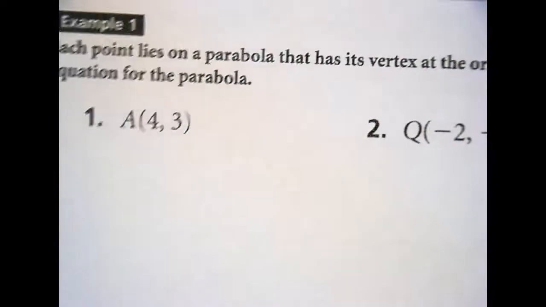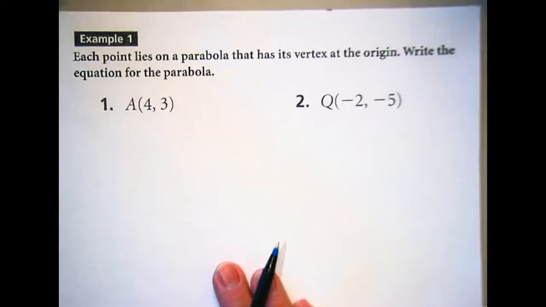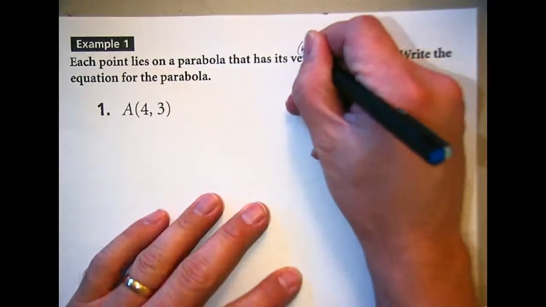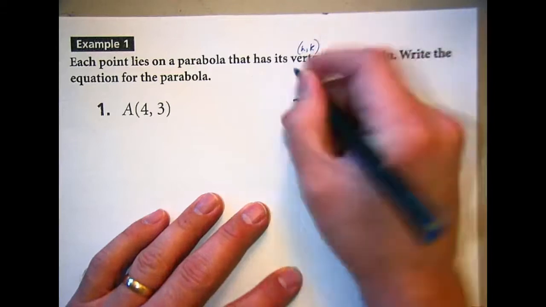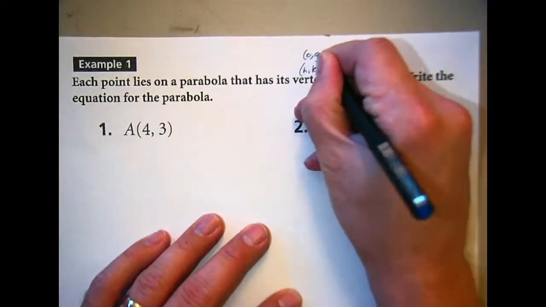We're going back now. Number 1. Number 1 says each point lies on a parabola that has a given vertex at the origin. Well, if the vertex is at the origin, vertex is HK. If that's at the origin, what is HK? 0, 0. Yeah, 0, 0. Okay, each point lies on a parabola vertex at the origin. Write the equation for the parabola.